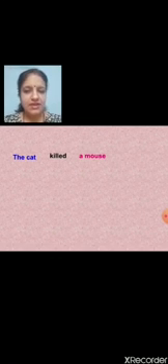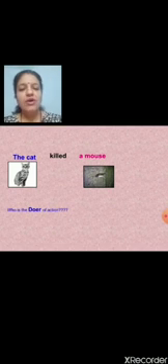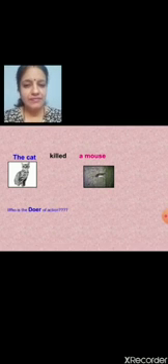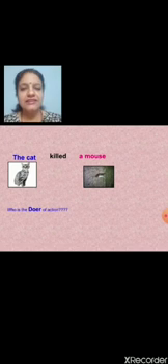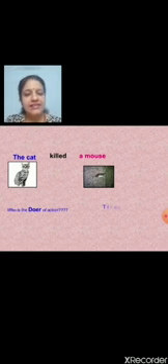Now children, let us see the exact technique which you need to master to change a sentence from active to passive voice. For example, the cat killed a mouse. In this picture, can you tell me who is the doer of the action? Who is doing the action? Yes, you are right. The cat. The cat is the doer of the action.